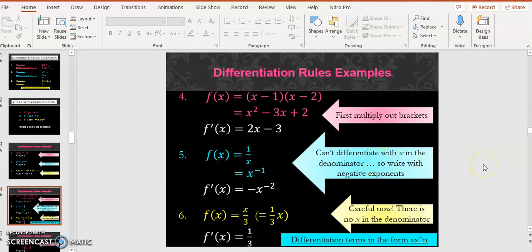Today we are going to continue on our differentiation by notation or by using the rules.